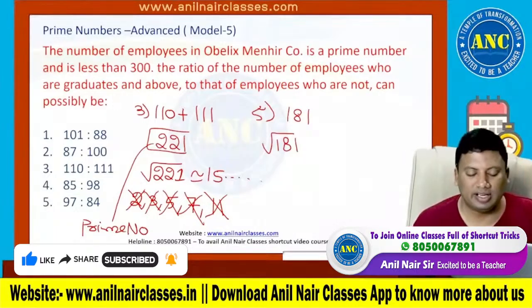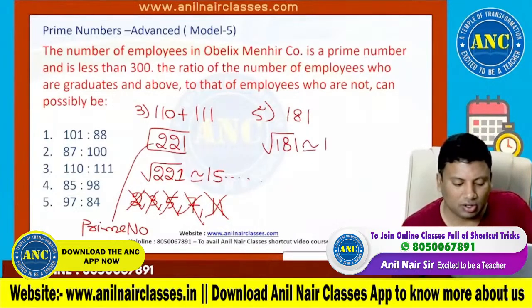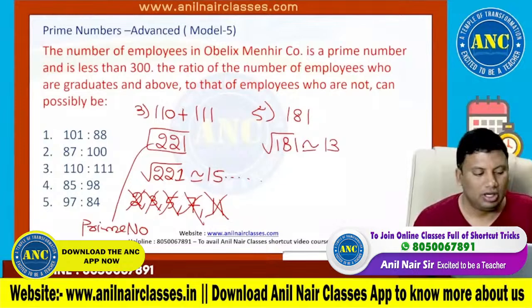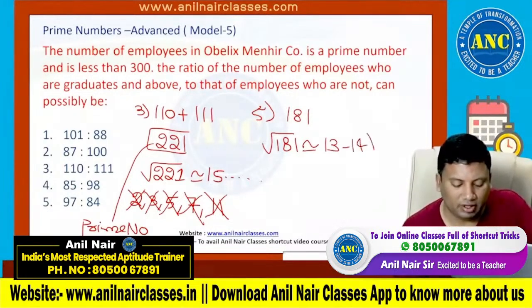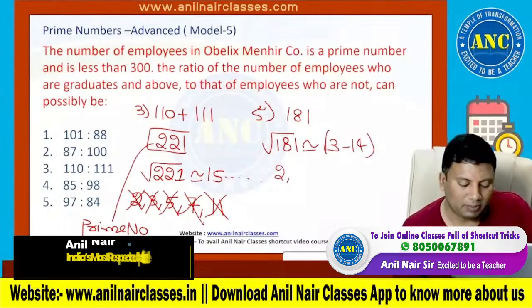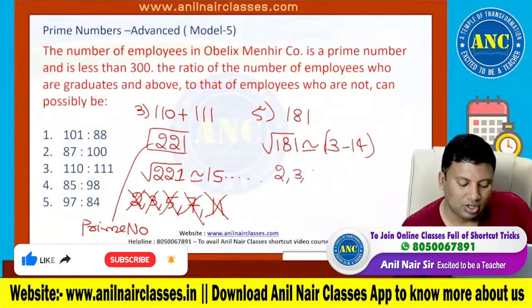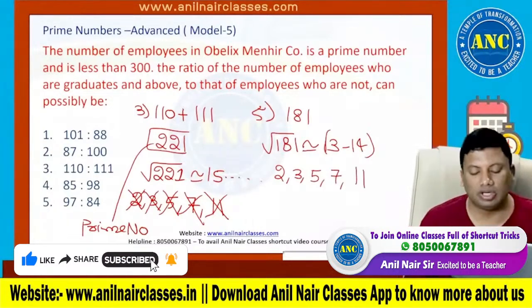14 square is 196. It is closer to 13, 13 to 14. Now, what are all the prime numbers less than 13? 2, 3, 5, 7, 11.